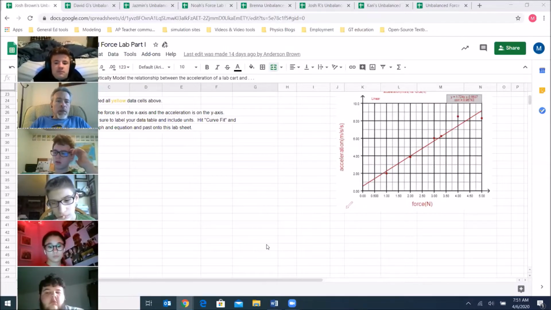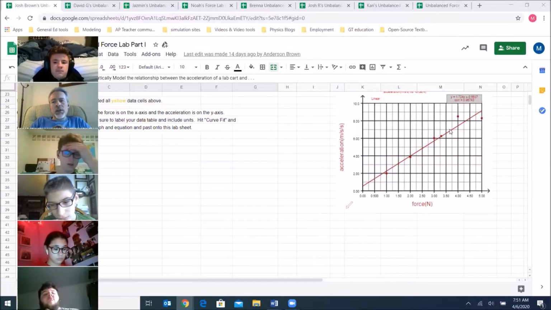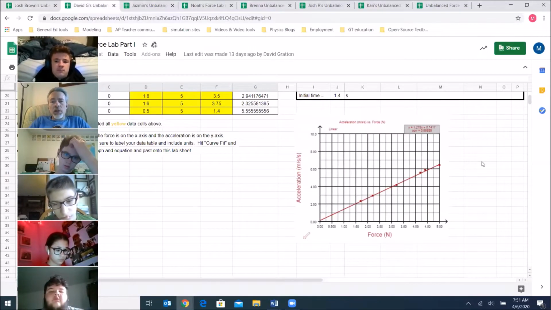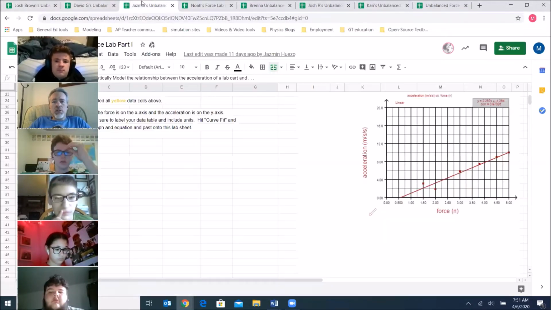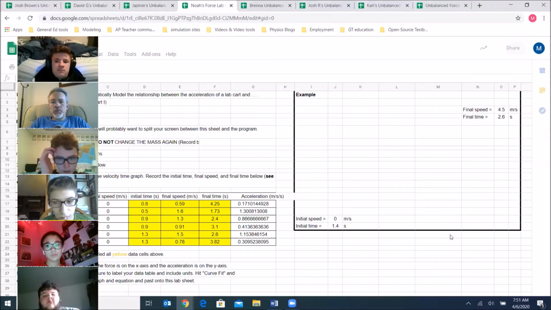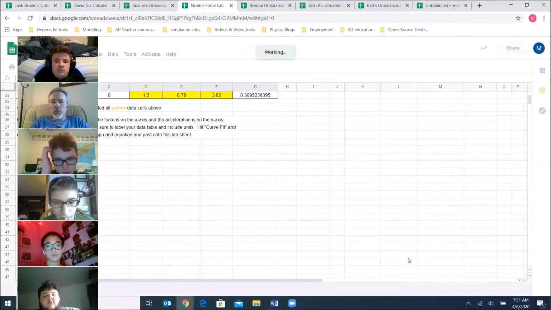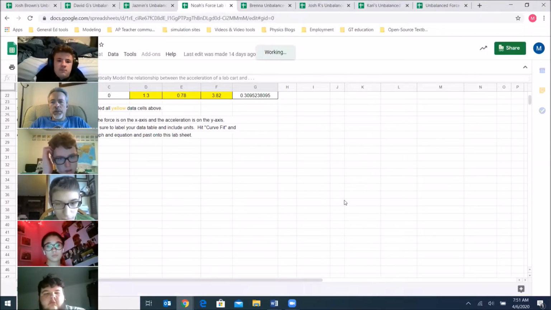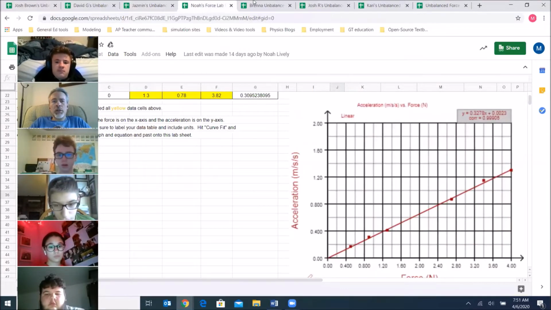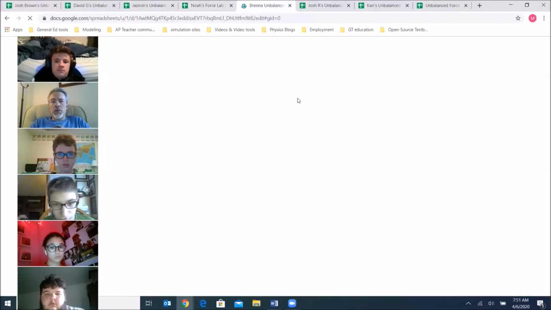Okay, and then let's look at the next person. So notice it looks like a linear relationship. This is David's, also kind of looks like a line. This is Jasmine's, kind of looks like a line. This is Noah's. Get it to show here. His also kind of looks like a line. This is Brenna's.